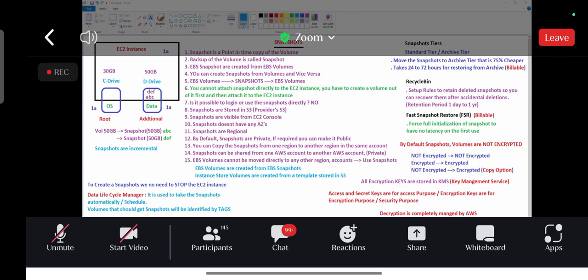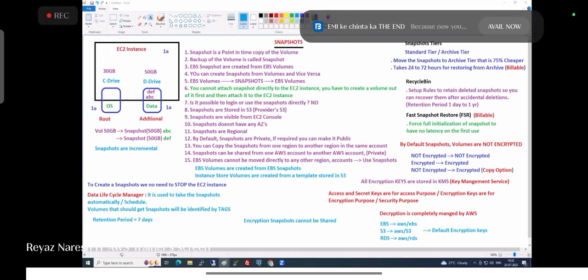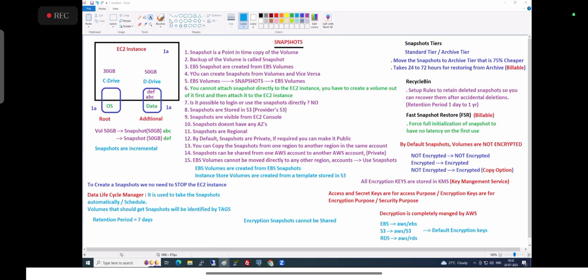Fantastic. Okay. And if you want to automate the snapshot, which feature do you use? Data Lifecycle Manager. Fantastic. Now you are not using the snapshots and you want to pay less for the snapshot. Which tier would you choose? Archive tier. There are two types of tier. What are those? Standard tier and then archive tier. So how much time will it take to restore from archive? 24 hours to 72 hours.